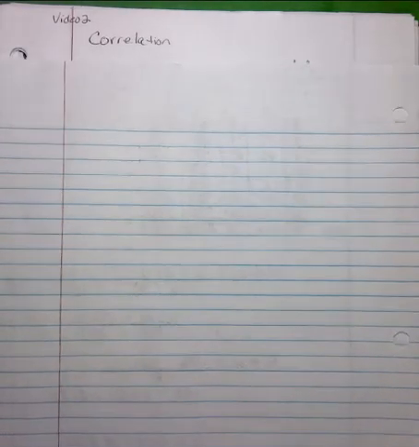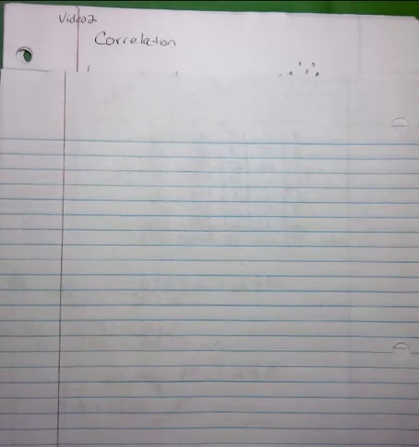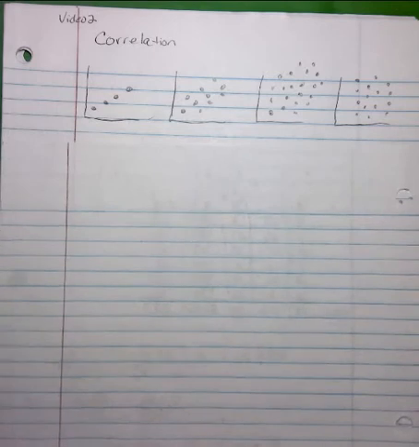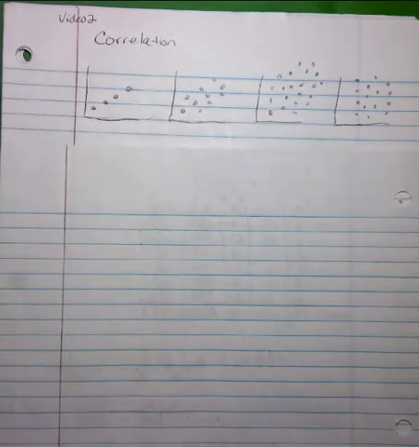Our second video on correlation starts with us looking at different kinds of scatter plots. What we want to do is to be able to estimate what the R value, or the correlation coefficient, might be when we look at a scatter plot.